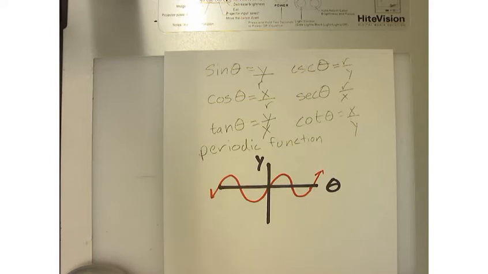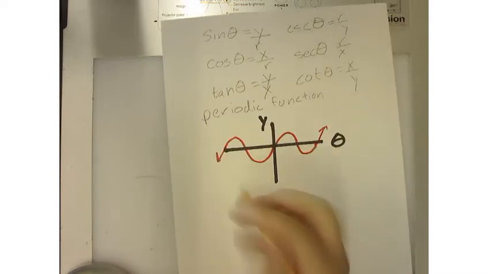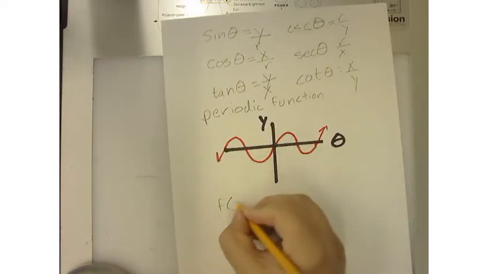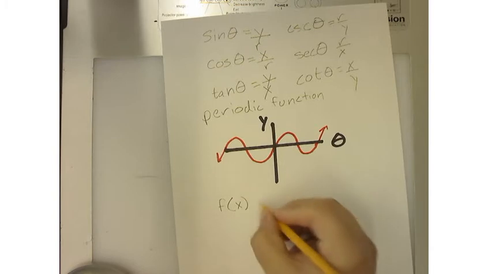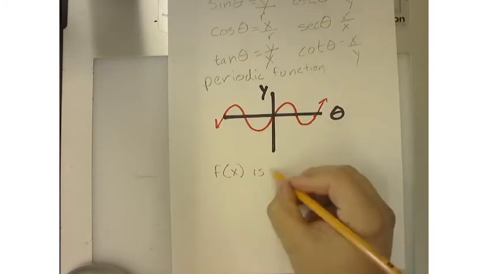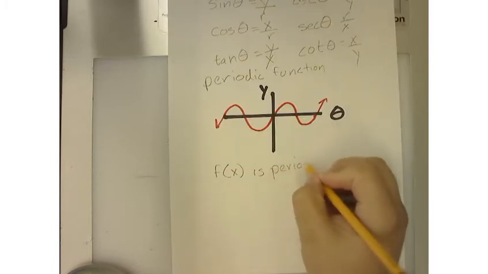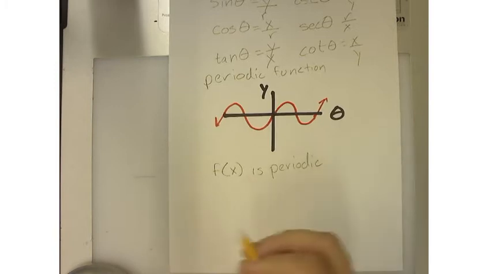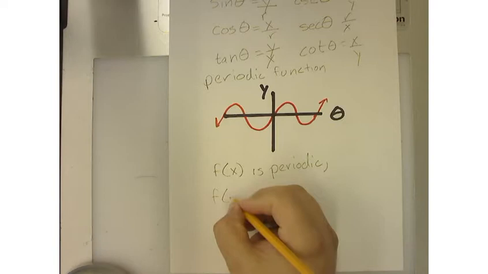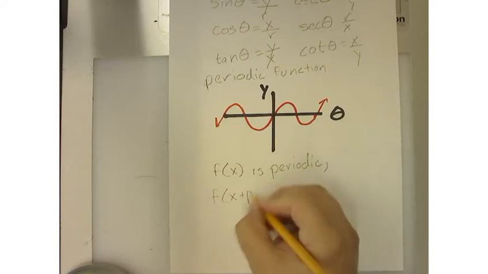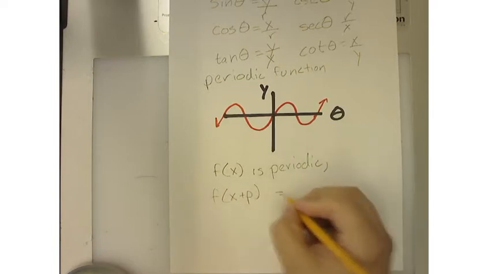And so what good does it do us to have a periodic function? Well, what we can do is we see that the y values are similar. So if I say f of x is periodic, then f of x plus the period p is equal to f of x.